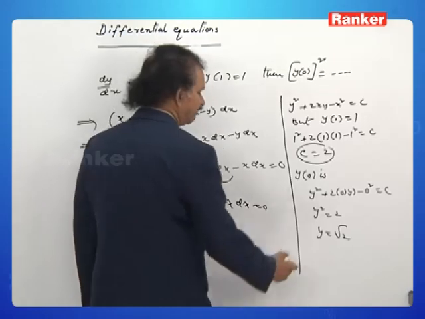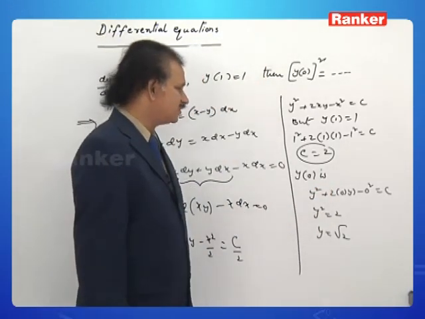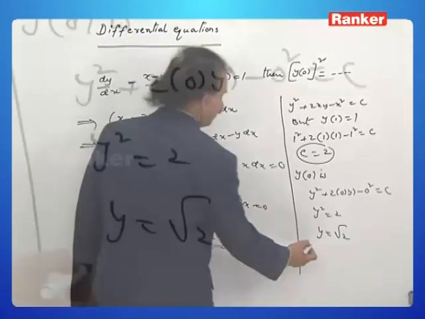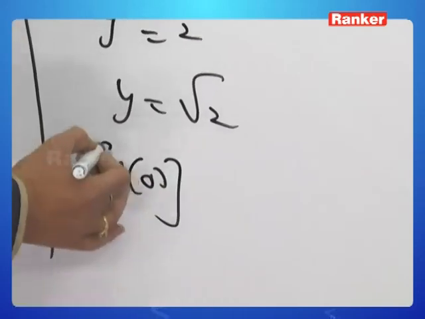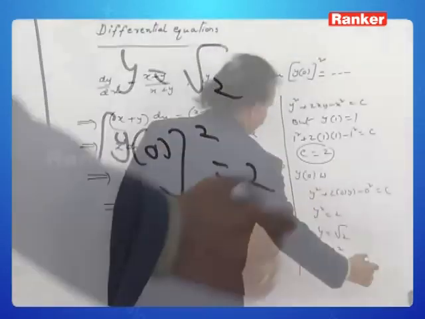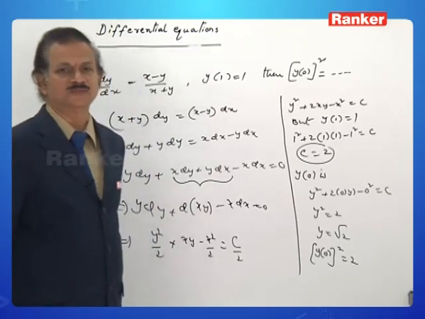But actually y square we want, not y. y of 0 whole square, isn't it? Therefore, y of 0 whole square is 2. So what is the correct answer? 2 is the right answer.